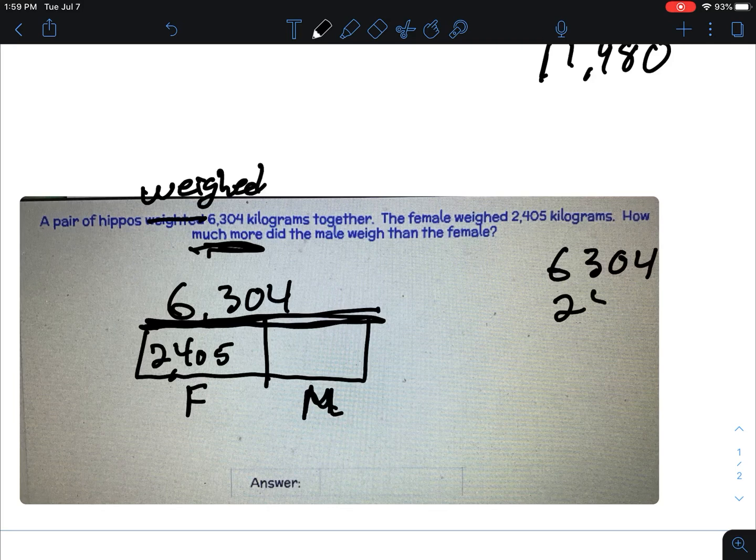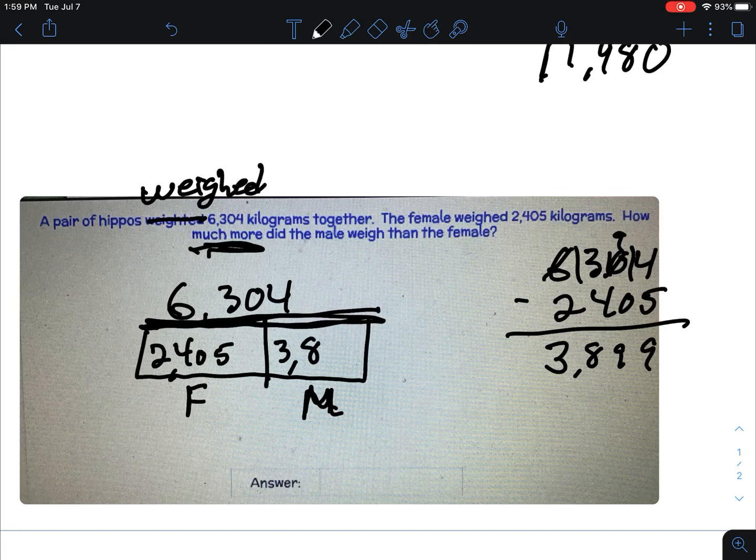Okay, if you said subtract the female's weight from the total, great job, you were correct. So I'm going to do that first. 3,899. Okay. So the male weighed 3,899 kilograms. But that's not what they're asking, remember? They want to know how much more did the male weigh than the female. So how would I figure out how much more the male weighed than the female? What would I do?